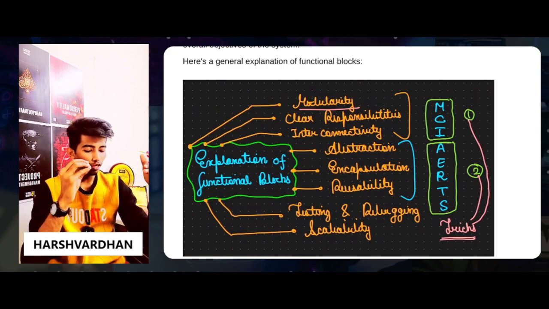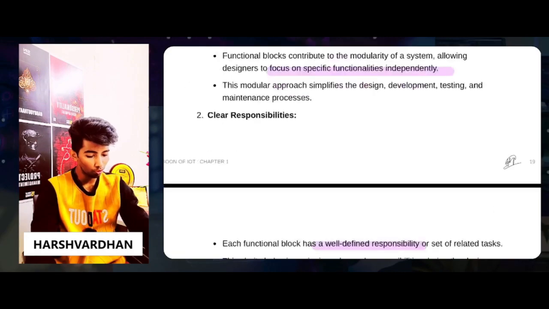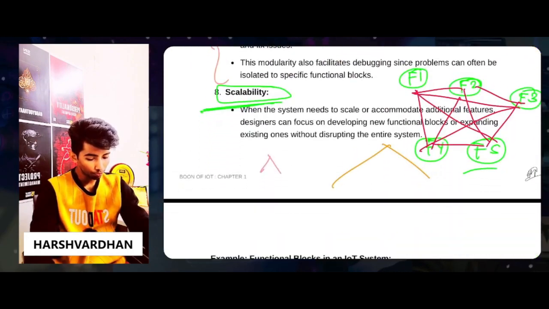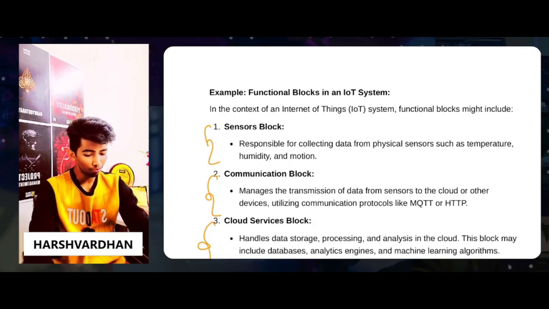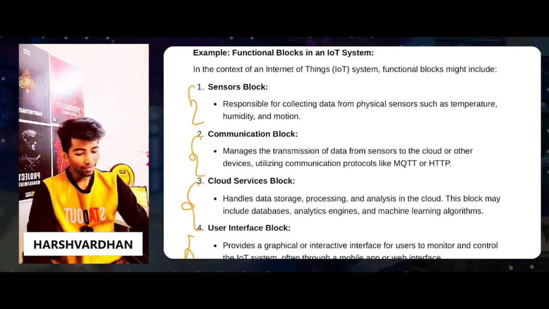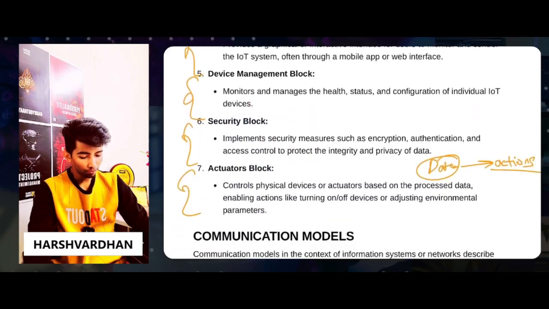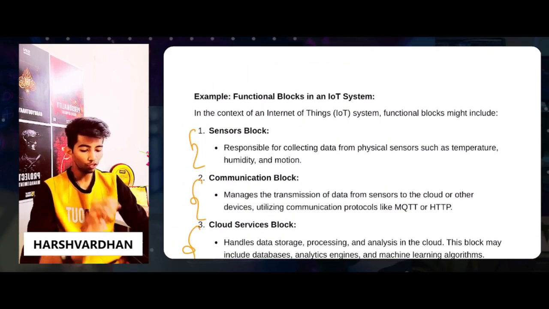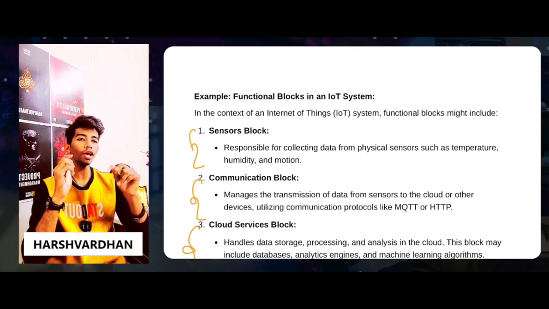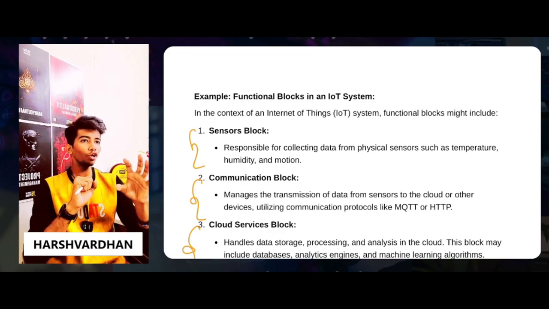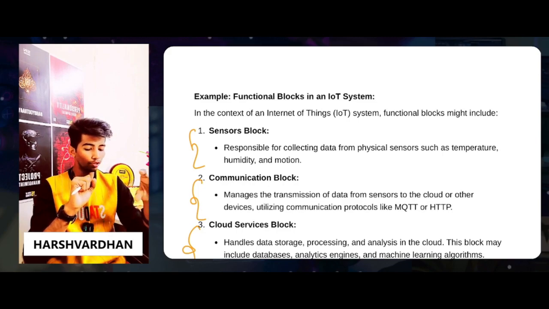So this is the proper explanation of functional blocks and how they look. This is pretty much clear, and it's very simple. An example functional block is given here, showing how functional blocks look in an IoT system. It is important because it helps you understand how the IoT system actually works.